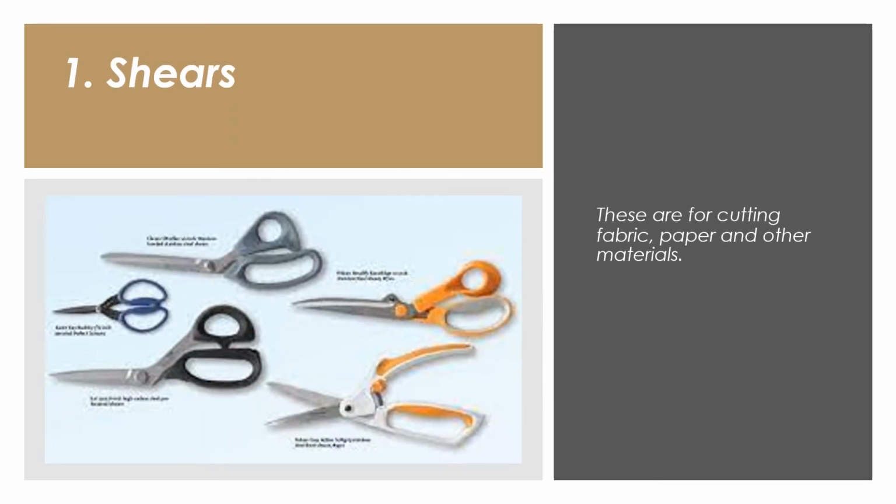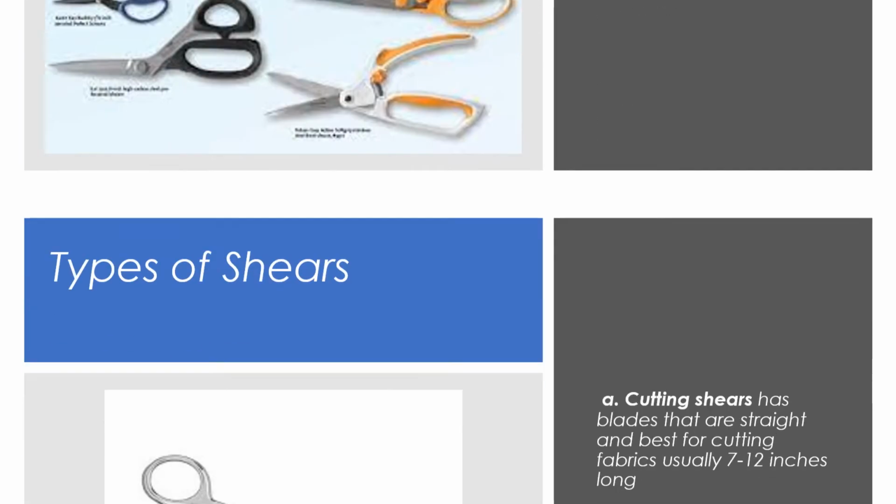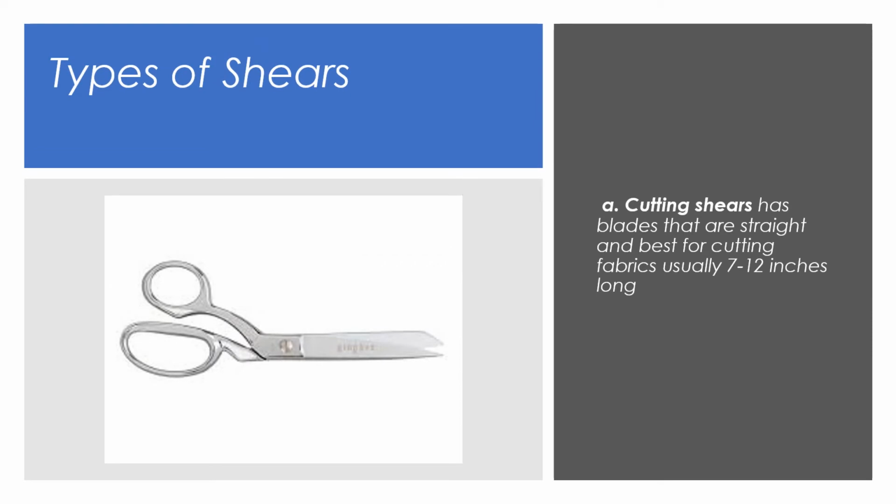Number 1 cutting tool is a shear. These are for cutting fabric, paper, and other material. What are the types of shear we have? Cutting shears has a blade that are straight and best for cutting fabrics, usually 7 to 12 inches long. So, isa sa mga type of shear is a cutting shear.